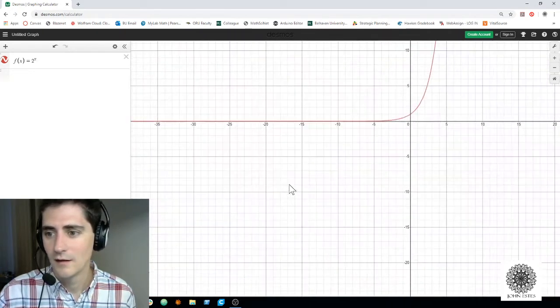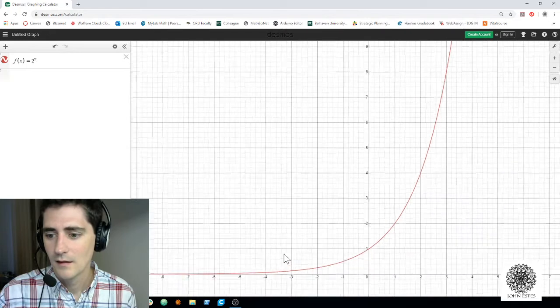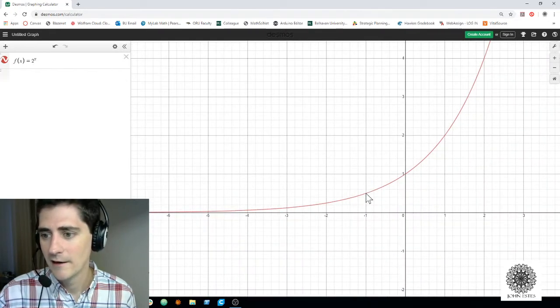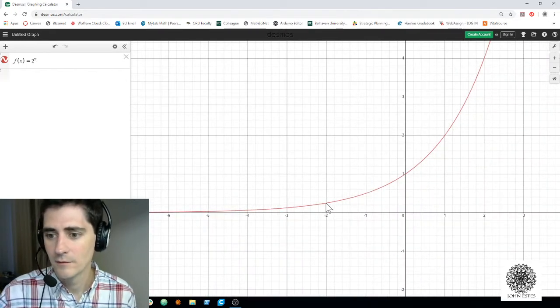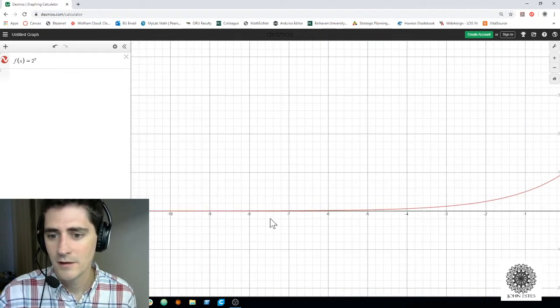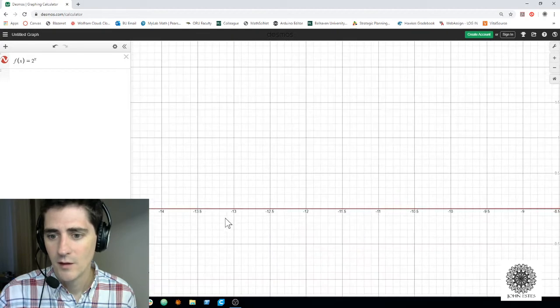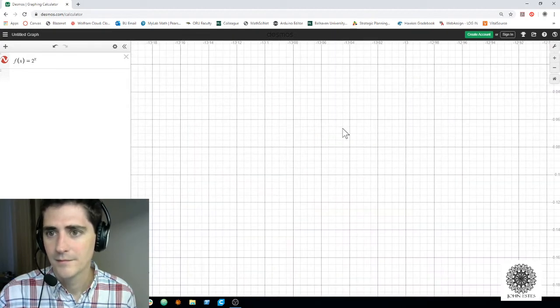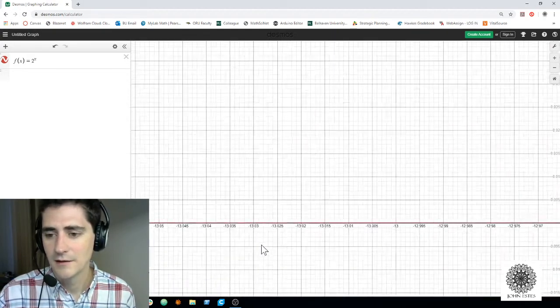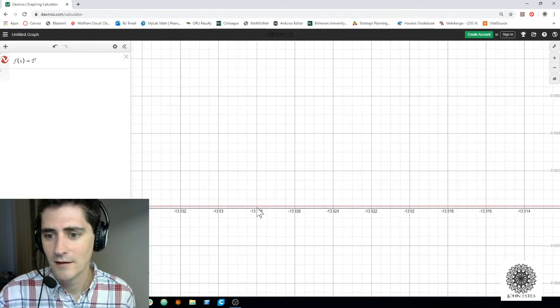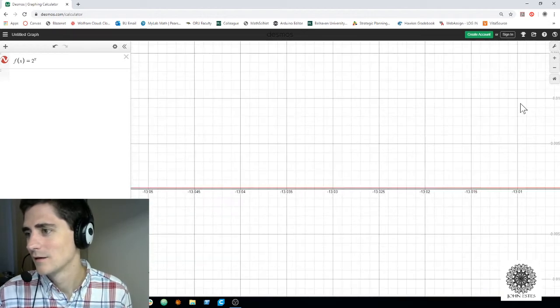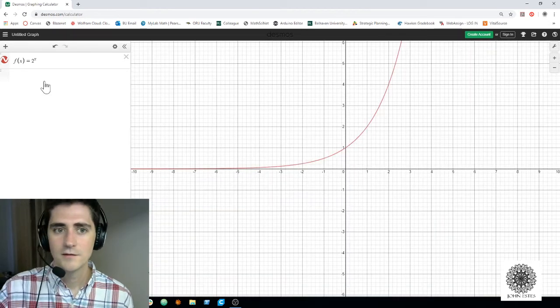And now notice in the negative direction, at -1, I'm at 1/2. At -2, I'm at 1/4. At -3, I'm at 1/8. And as I keep going farther out this way, I get closer and closer to 0. But if you zoom in enough, you're going to see that I'm not actually at 0. I'm above 0 the whole time. It's just kind of hard to see. Okay, so there's 2^x.